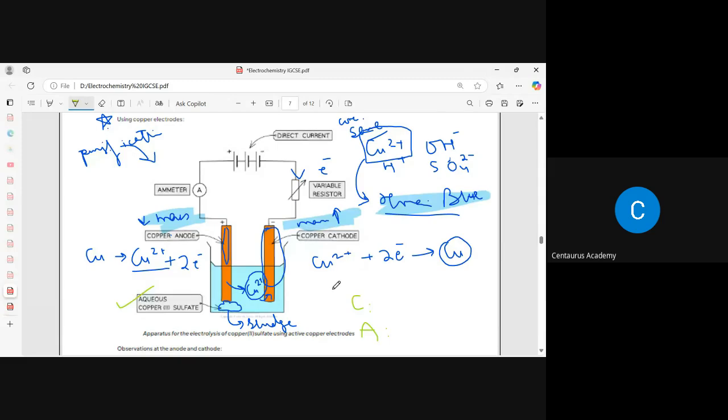Do you think there will be any difference for the reactions happening at the cathode and at the anode, the products which are formed?